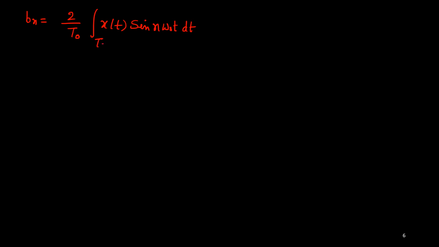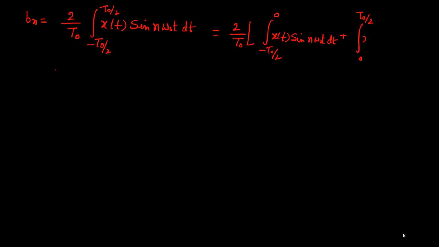So this is for one time period. The only change is that earlier it was cosine. So let me write. This limit I can consider from minus t naught by 2 to t naught by 2. Then this one again will have two parts. One is minus t naught upon 2 to 0, the other one is 0 to t naught upon 2, and here it is x of t sine n omega naught t dt, and this is again x of t sine n omega naught t dt. Now in the first one, as we did earlier, we'll replace t by minus tau.